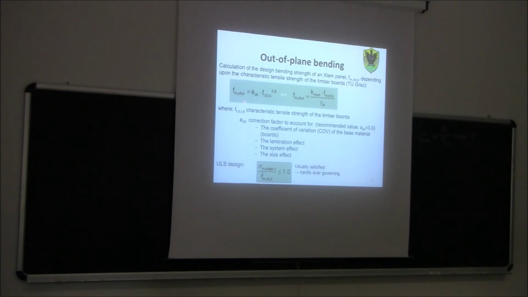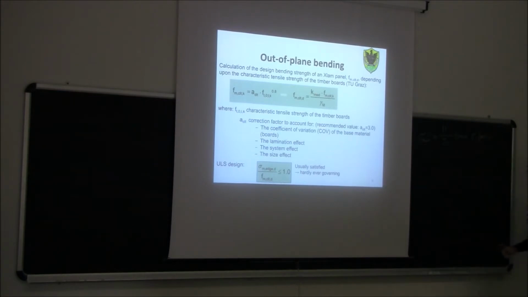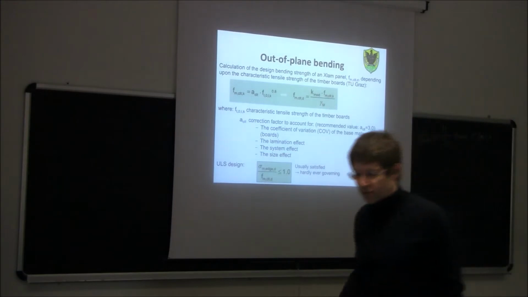Now, the design strength of the cross-laminated panel, f_m,CLT,d, so this is the design strength of a cross-laminated panel in bending. Okay? As usual, this is given by k_mod times f_m,CLT,k divided by gamma_M, the normal safety format of verification that we know, where f_m,CLT,k is the characteristic bending strength of a cross-laminated panel.